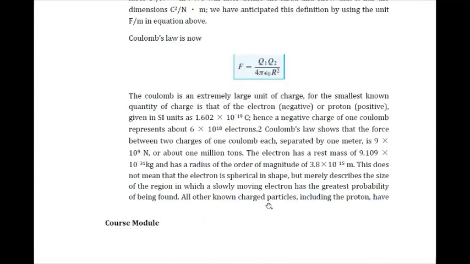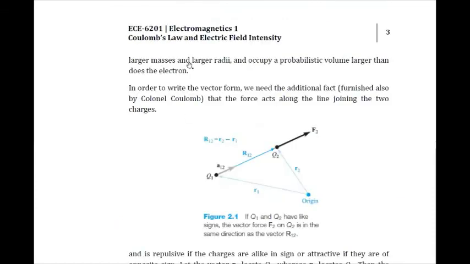Okay, all other known charged particles, including the proton, have larger masses and larger radii and occupy a probabilistic volume larger than that of the electron. Okay, next.